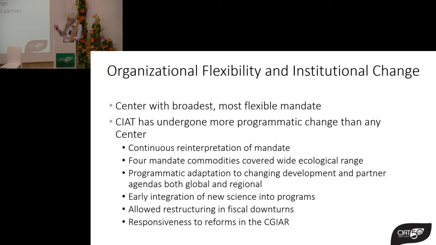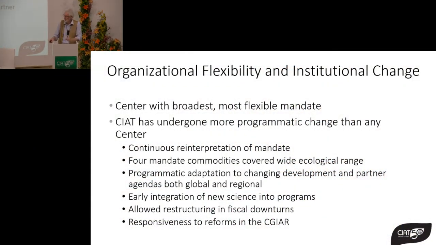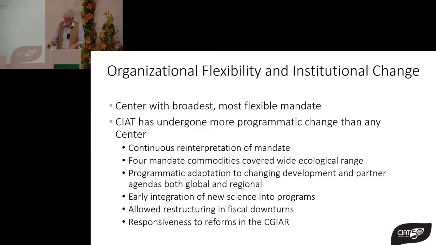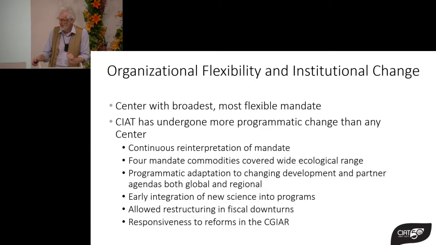Again, this mismatch of the selection of the commodities and the ecologies allowed a very broad focus in terms of where CIAT put its programs in the tropics. Programmatic adaptation to changing development agendas, and you can see this particularly in terms of big data and biotechnology, which feeds into the next point on early integration of the new science into programs. And I think John made that point yesterday in his remarks. At the same time, CIAT went through some very difficult restructuring due to fiscal downturns, and some of this institutional flexibility was absolutely essential in allowing the center to get through those periods.